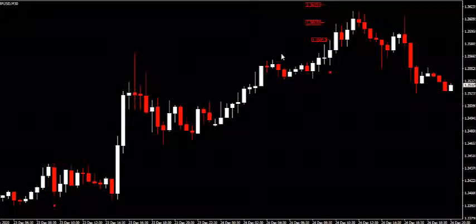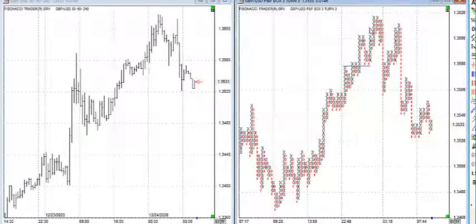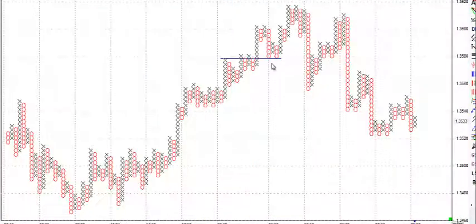Now before we go, let me show you my point and figure and how it generated an entry on this one confirming the move. Now many of you know that I've been using point and figure for a long time. That's the primary focus of my trading course, and I want to show you why it's so effective. So this is the pound dollar, and this is that entry to the upside.